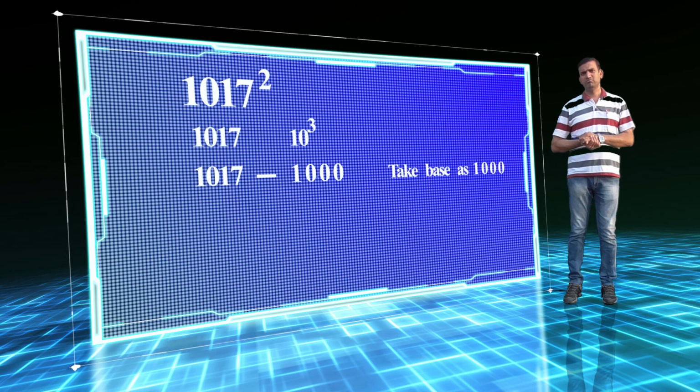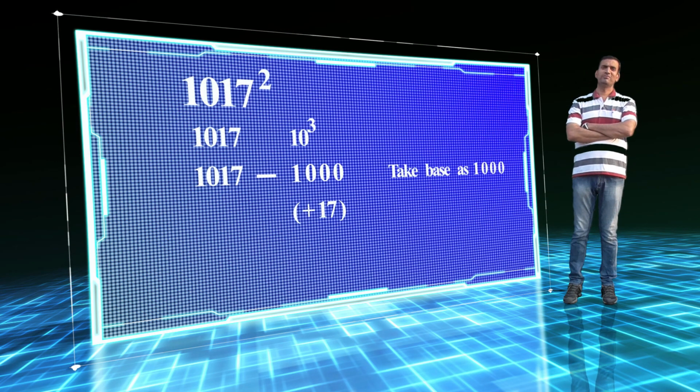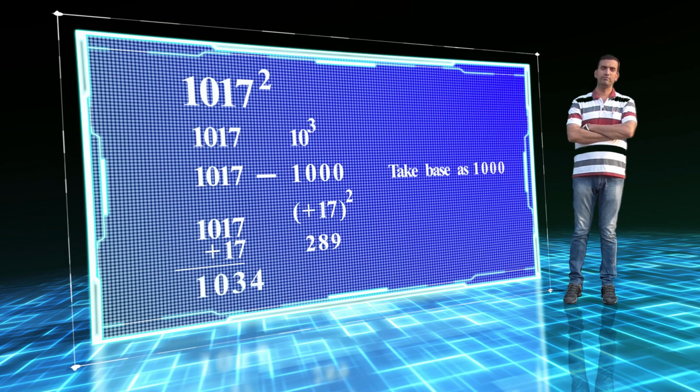Or 1017. It is 17 greater than 1000. 17 squared is 289. 1017 plus 17 is 1034. So this is 1034, then 289.